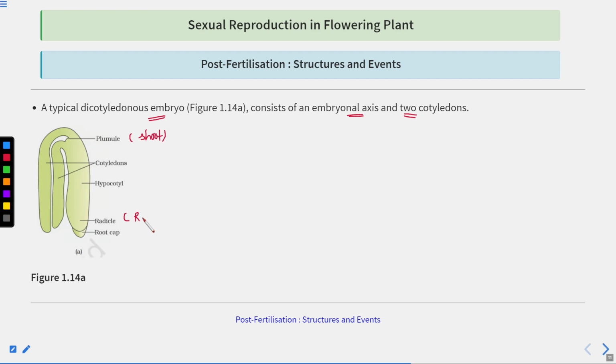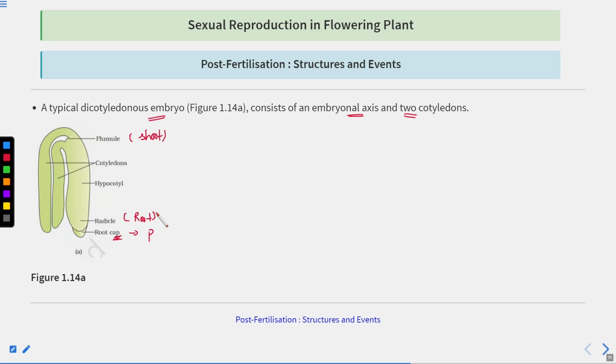Radicle will give rise to the root. And this is the root cap. So the root cap is the protective covering. It protects the root tip from degradation, because the roots are underground. They grow below the soil.